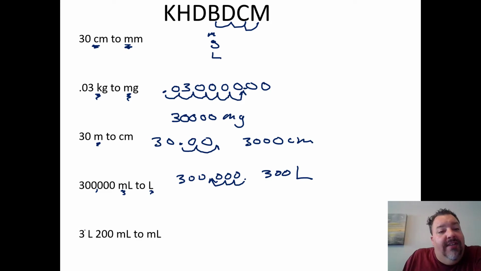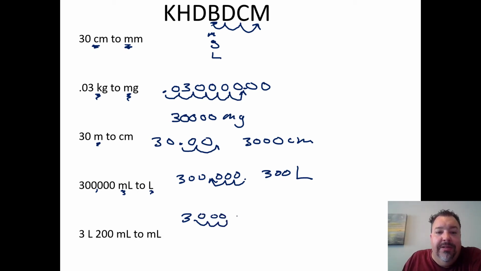And sometimes you might have mixed units. So in this case, we have 3 liters, 200 milliliters, and we want to convert it all into milliliters. Well, if we have mixed units like this, we're going to change the 3 liters into milliliters. So 3 liters means we're starting here at our base unit, and we want to go to milli, so it's going to move 1, 2, 3 places to the right. There's no decimal, so we add a decimal. Move it 1, 2, 3 places to the right, add on some zeros.